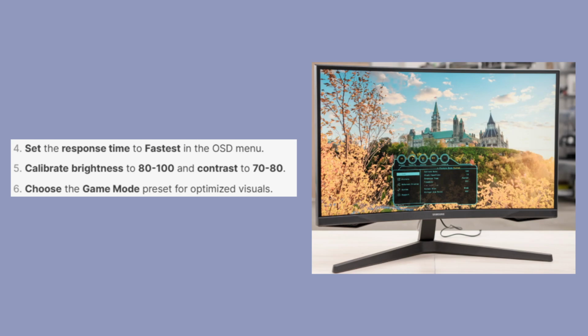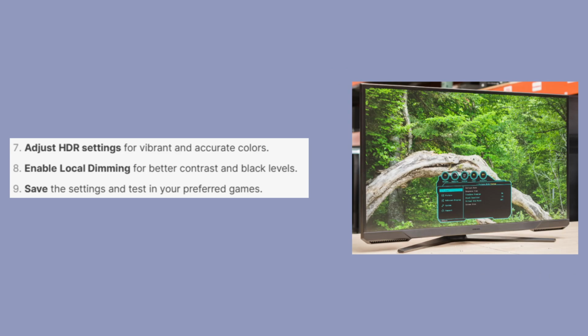Now choose the game mode preset for optimized visuals. Adjust HDR settings for vibrant and accurate colors. Enable local dimming for better contrast and black levels. Now, save the settings and test in your preferred games.